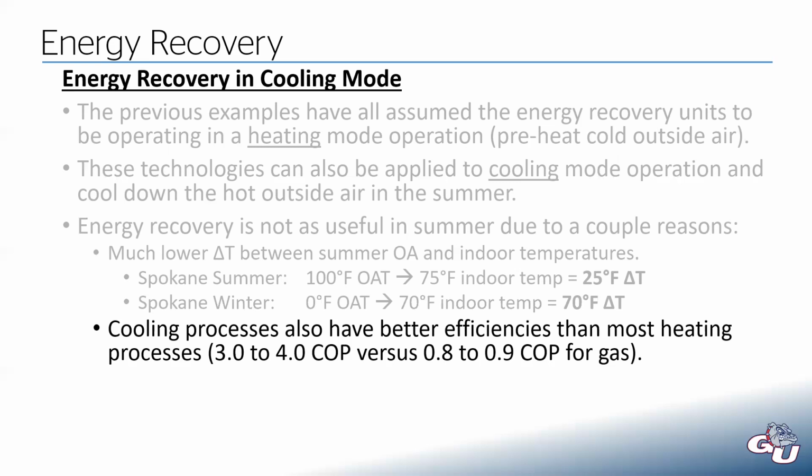So that's reason one. Second reason is cooling processes usually have better efficiencies than most heating processes. DX cooling systems usually have a COP of about 3 to 4, whereas a gas heating system is 0.8 to 0.9, or 1.0 if you have electric resistance heating. If you have a heat pump, it could be better, but generally speaking, cooling processes have better efficiencies. So not only is our delta T here not as drastic, but the energy it'll take to get from 100 down to 75 is not going to be as substantial because our COP is so much better.